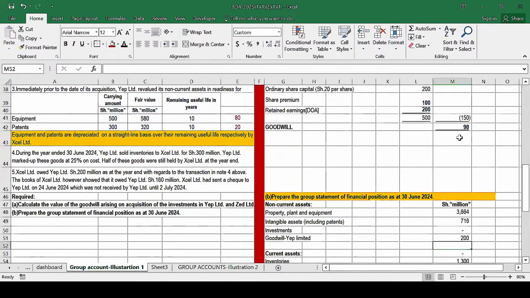Now, do we include the goodwill of an associate here? Who can tell us? Do we include the goodwill of an associate here? Yes or no? I'm waiting for your answer.